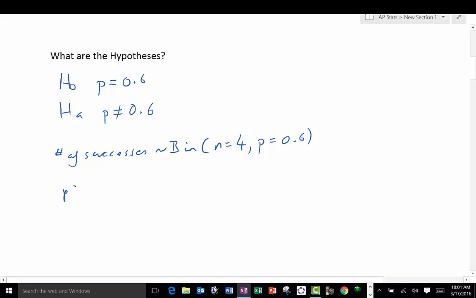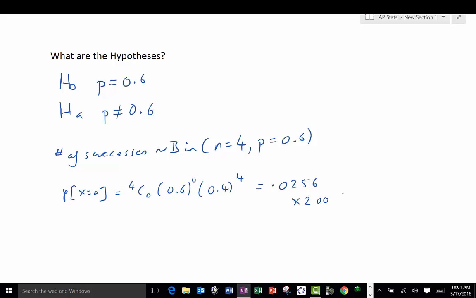So the probability of 0 successes should be 4 choose 0 times 0.6 to the 0 times 0.4 to the 4, which is 0.0256. If we have 200 repetitions of this, then if we only get 0 successes 2.56% of the time, we would expect there to be 5.12 occasions when players got 0 out of 4. Repeating this for the other numbers gives us the following.